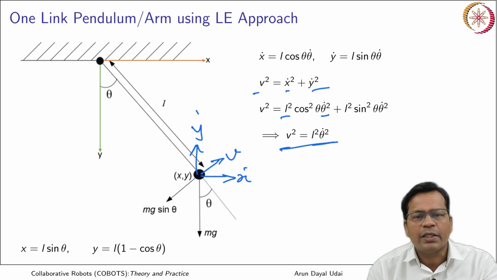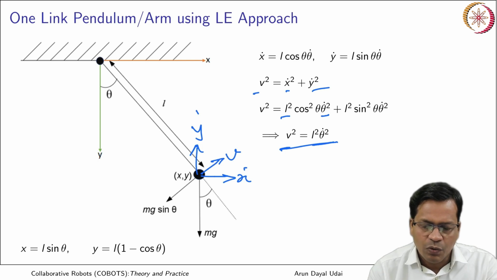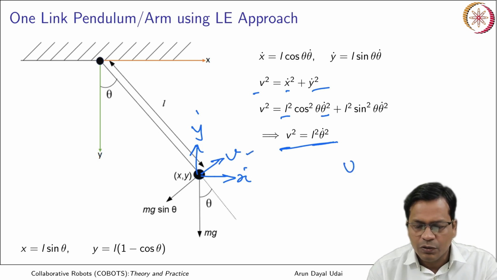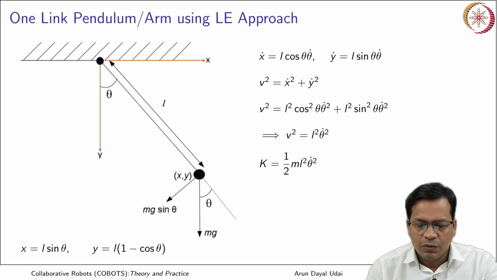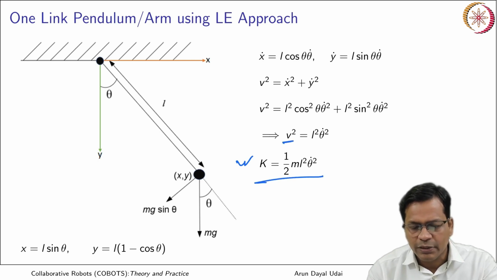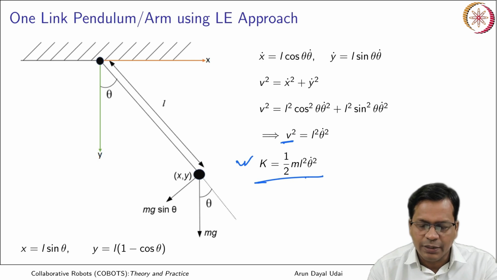You can directly obtain this also. Velocity v should be equal to r omega, if you remember. So, v here would be equal to L into theta dot. So, v square should be equal to this. You can directly write this also. Now the kinetic energy K is equal to 1 by 2 mv square. So, I can directly substitute it here and I get this.